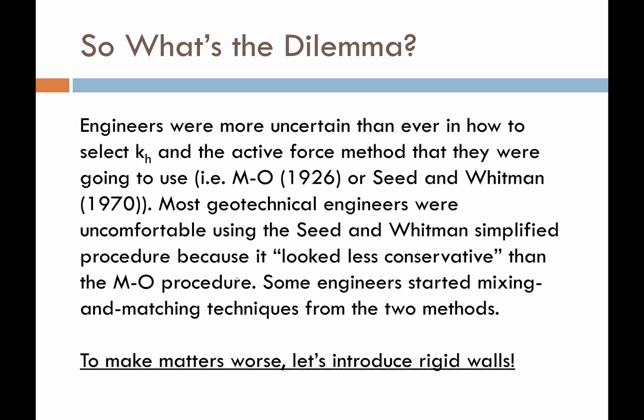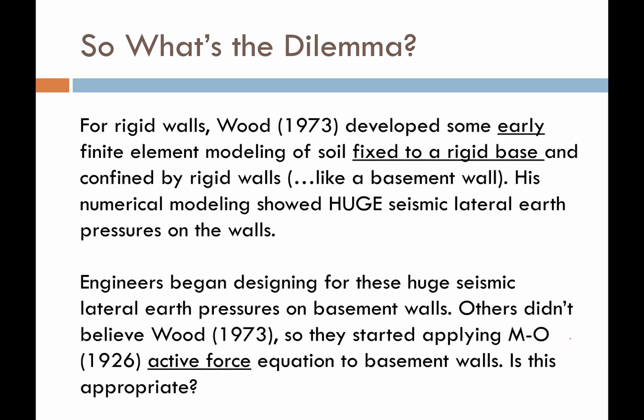And if that wasn't bad enough, some researchers started then introducing rigid walls. So these would be like basement walls. Everything we've been talking about are flexible walls in the active condition. But what if we have a rigid wall in the K0 at rest condition, which constitutes most basement walls or walls against existing structures?